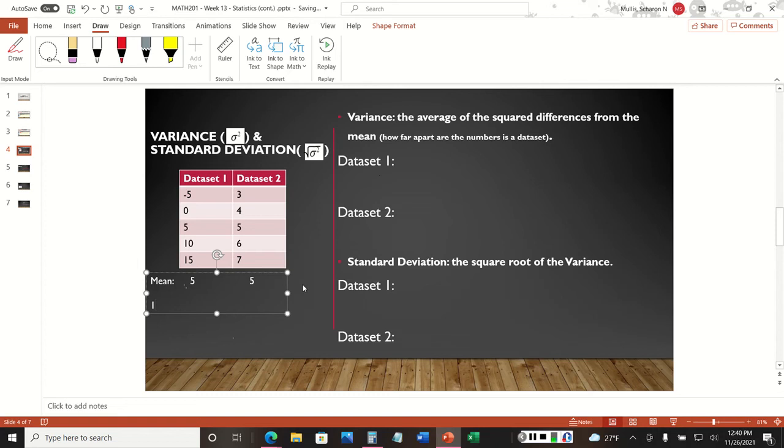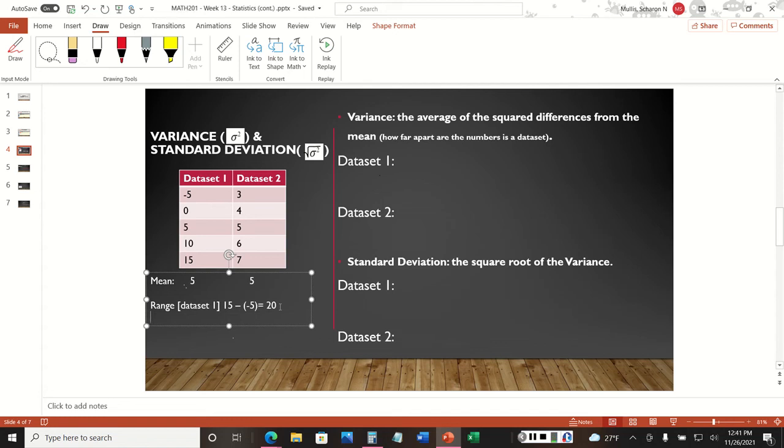For data set 1, we have 15 as the largest number, minus -5. Let me write down what we're doing. Range, data set 1. If we subtract 15 minus -5, that gives us 20. So the range for data set 1 is 20.